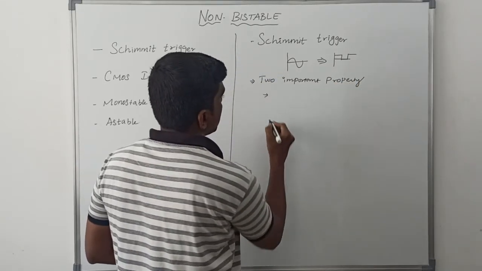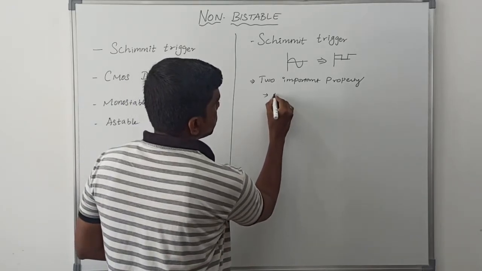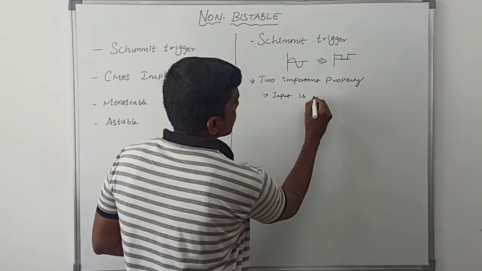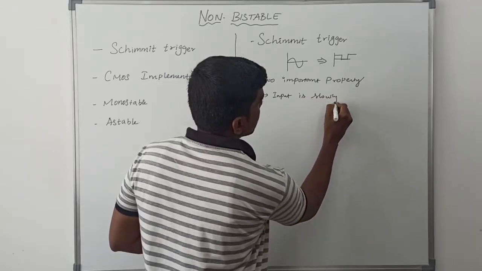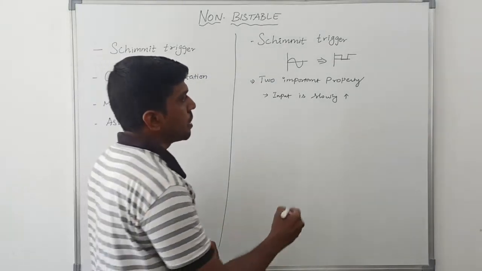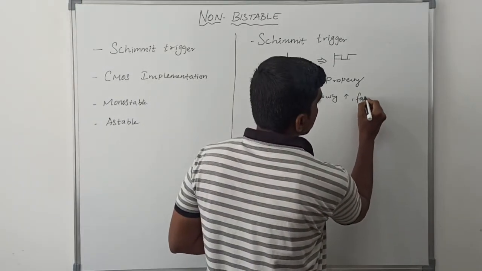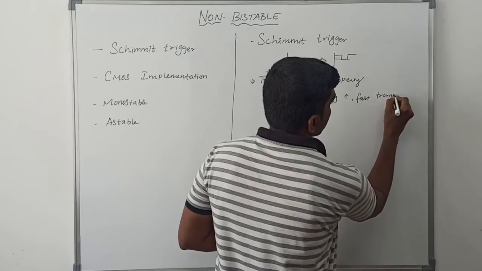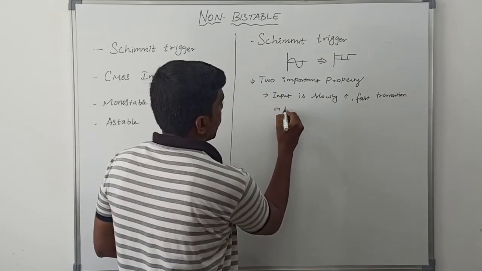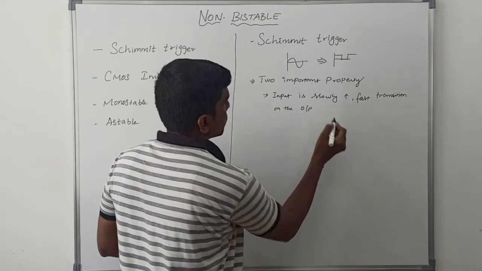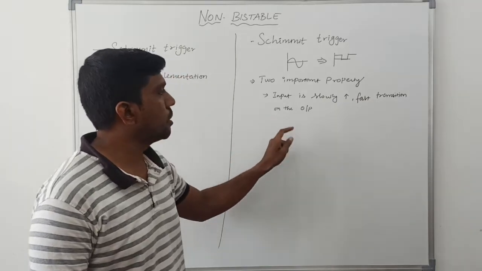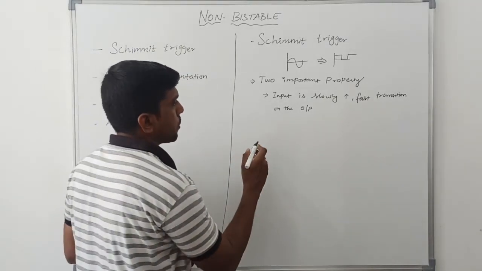So the first property is that the input is slowly increased and there is a fast transition on the output. So input is slowly increasing and fast transition on the output. So it's the first property.